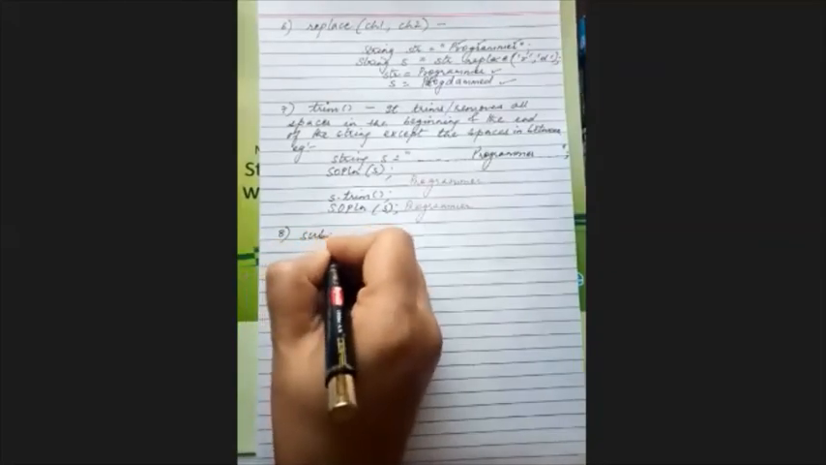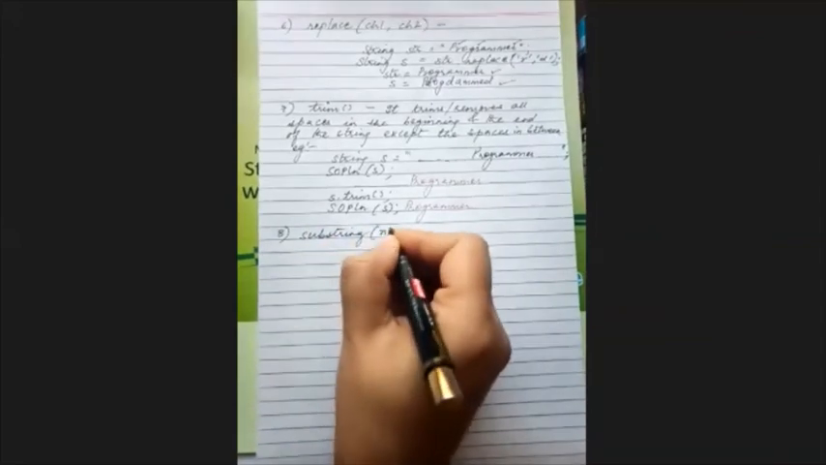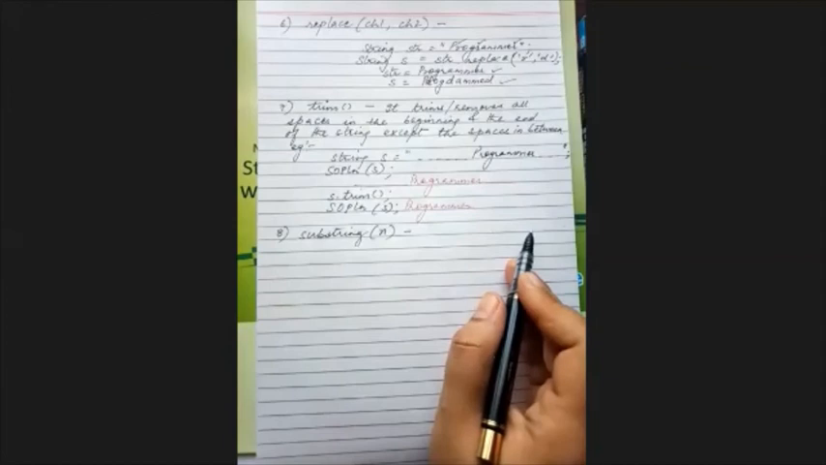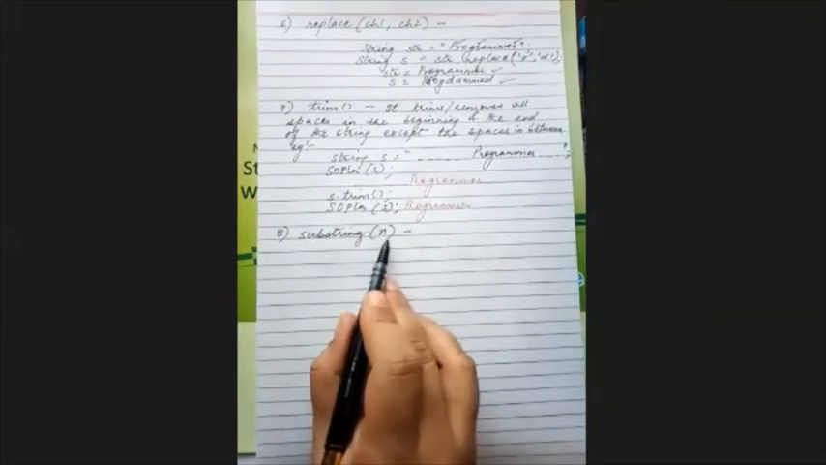Written? Yes, ma'am. Next, substring n. Start writing. It returns the substring from a string starting from nth index, starting from nth index up to the end of the string.